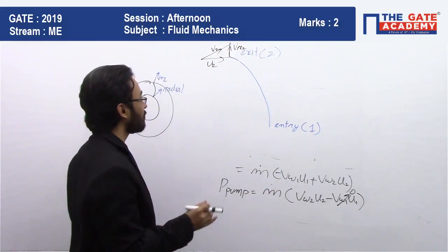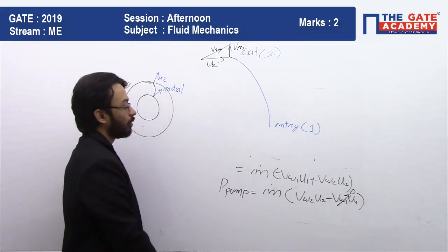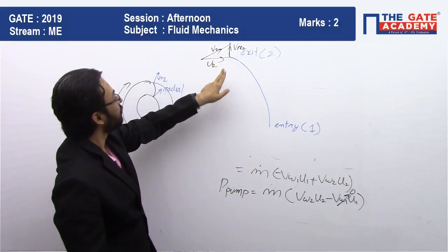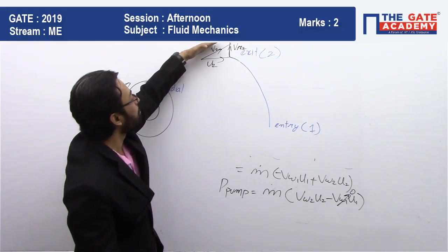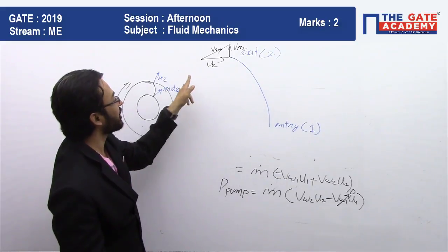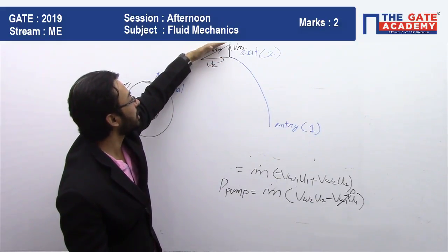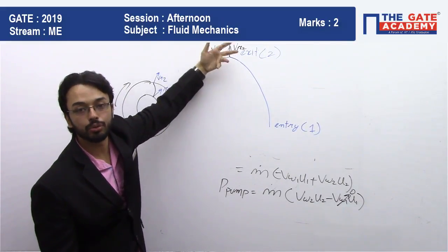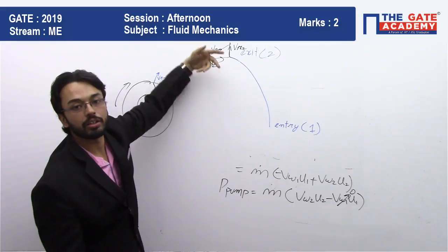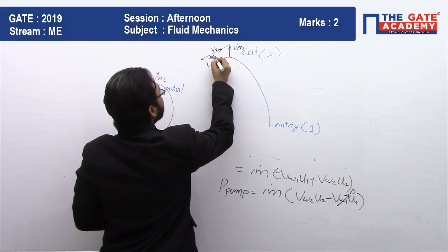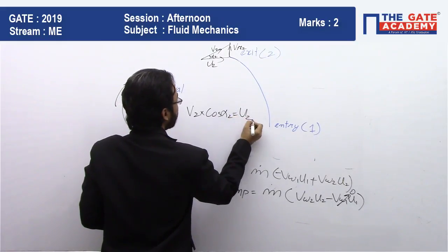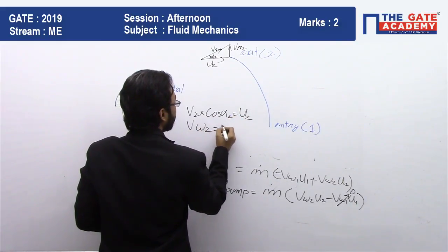Now the last important point is, what should be VW2? In this triangle, VW2 is basically the component of V2 in the direction of U2, the component of V2 along the tangential direction. From the triangle you can see that the component of absolute velocity in the tangential direction is going to be U2 itself. If I assume this angle as alpha 2, then V2 cos alpha 2 is equal to U2 only, and this is VW2. So VW2 is equal to U2.